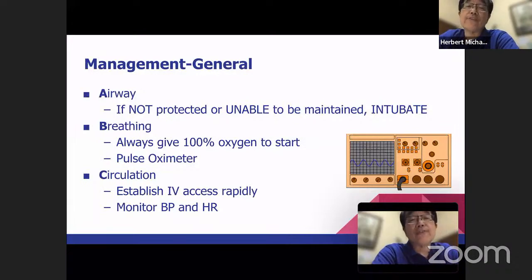And of course, for the circulation, you have to establish intravenous access rapidly. So give yourself 2 to 3 attempts for peripheral. And if you still cannot do it, then you highly consider the intraosseous route. Okay. And put the patient on the cardiac monitor so that you can have the blood pressure monitored more frequently than every hour.